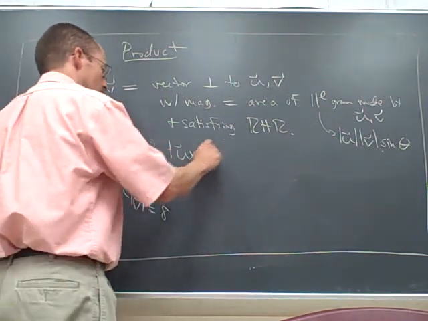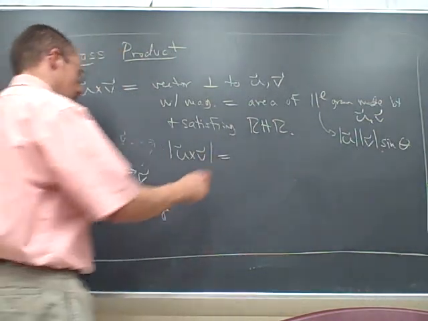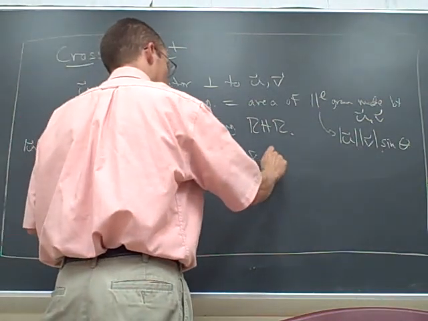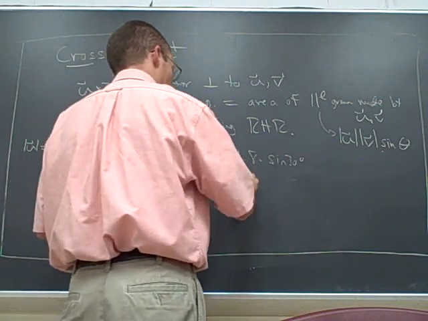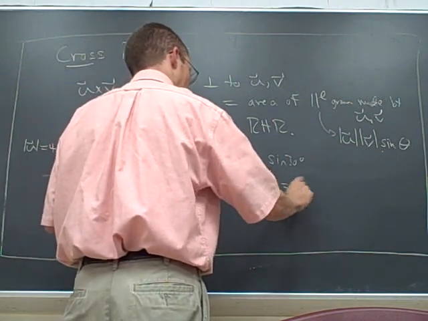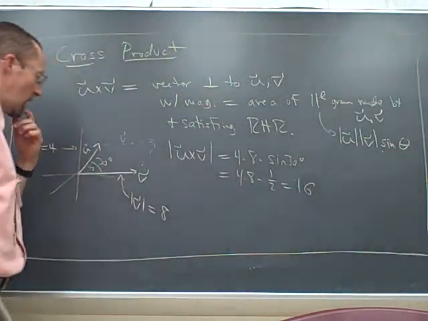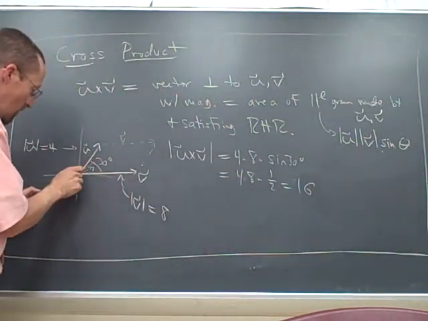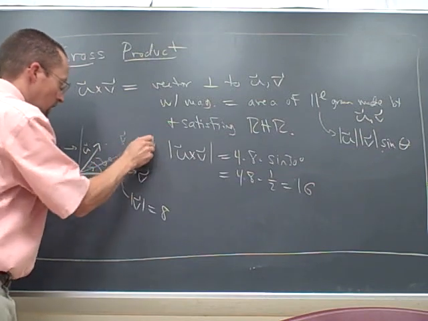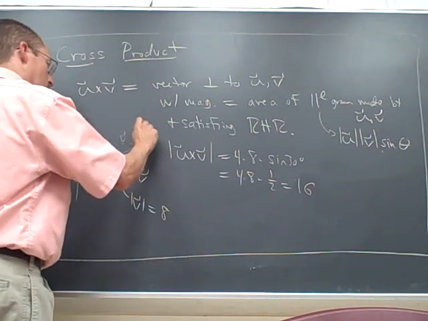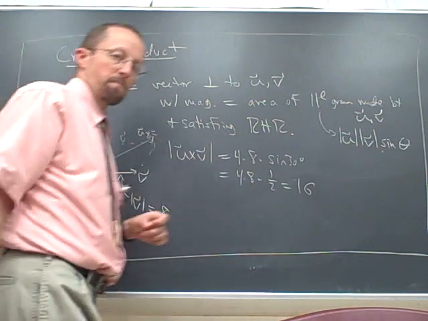Well, what's the magnitude of u cross v? I can get that. It's 4 times 8 times sine 30, and I picked that to be easy. 4 times 8 times 1/2, 16. So it's going to be a rather long vector compared to these, going way back out in this direction. Something like that with u cross v.